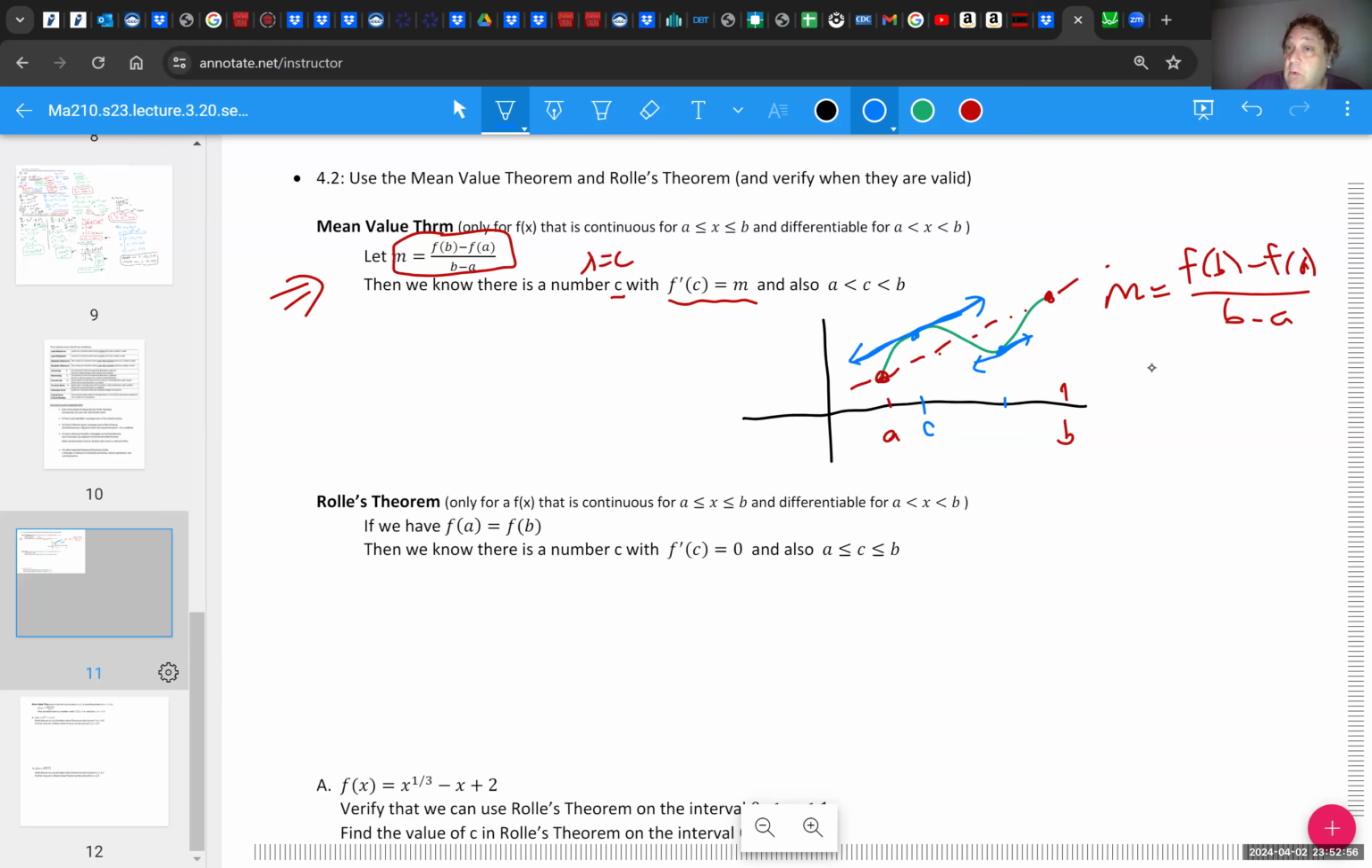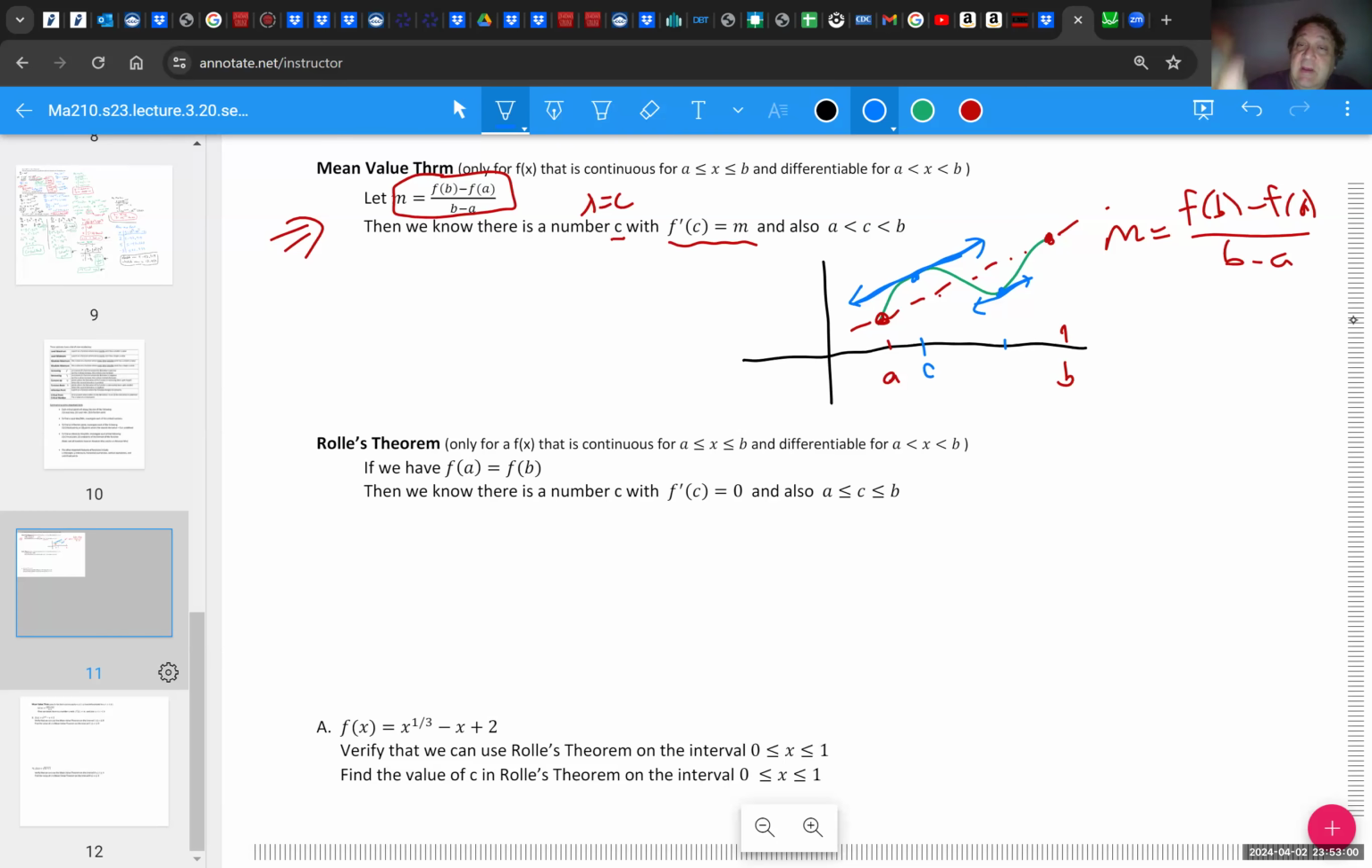All right, let me tell you what Rolle's theorem says. Again, it's only valid for a continuous and differentiable function. So again, it has to be continuous on some interval and differentiable on the interval, not necessarily the endpoints, but who cares? And so what does Rolle's theorem say? Well, first of all, you have to have the y value at each endpoint being the same.